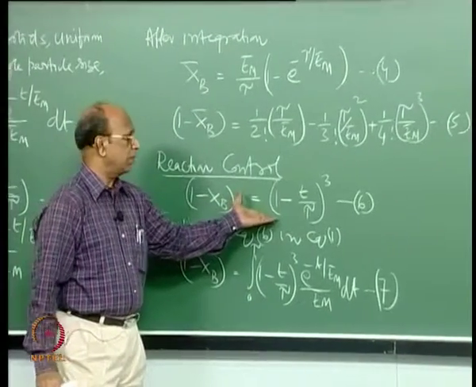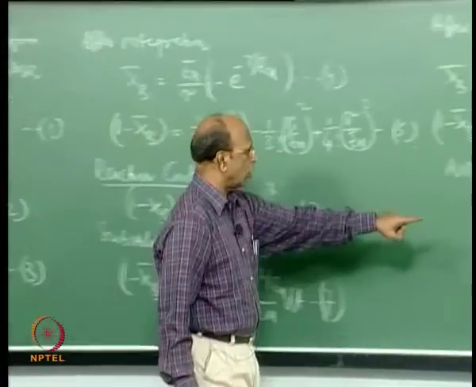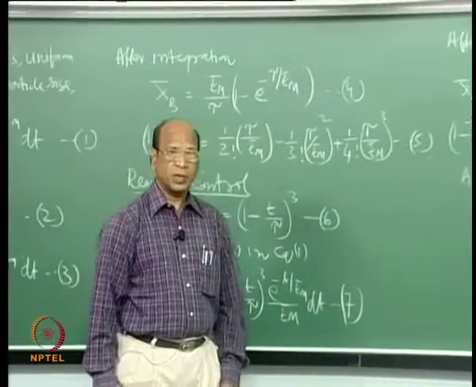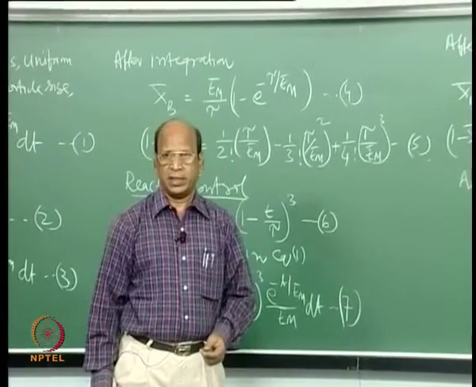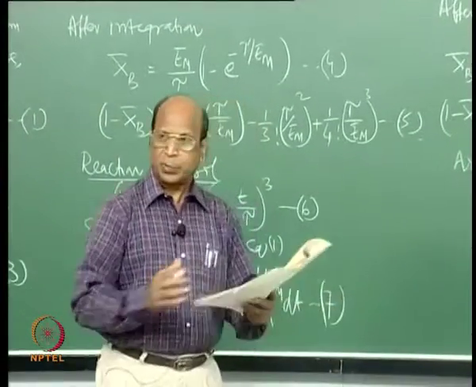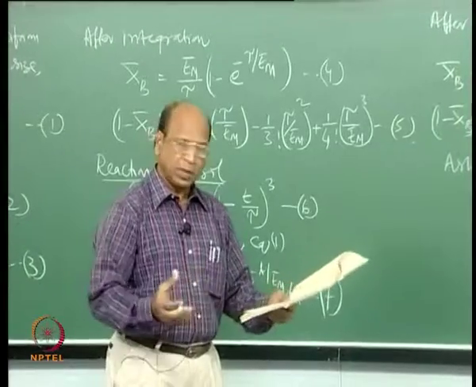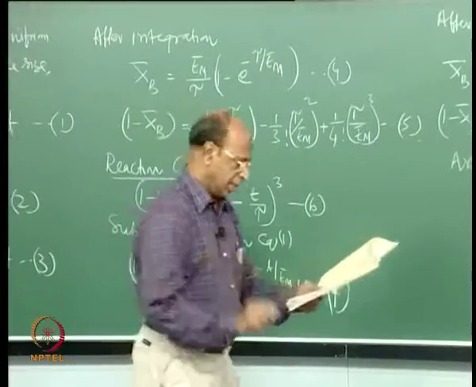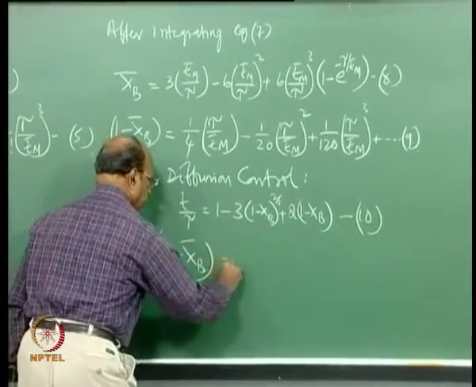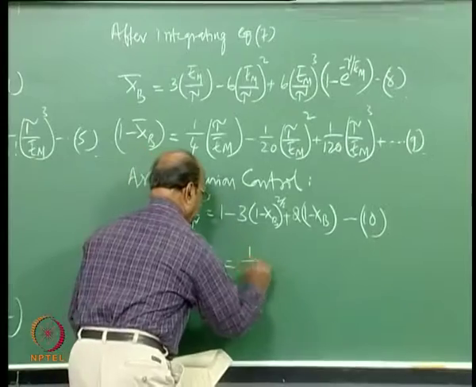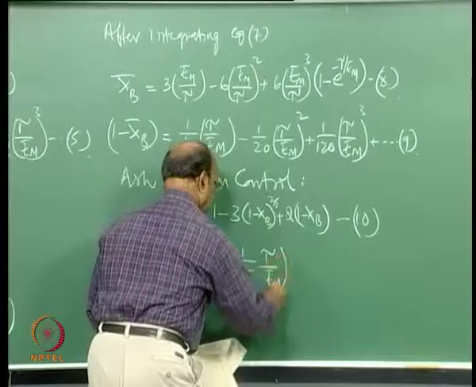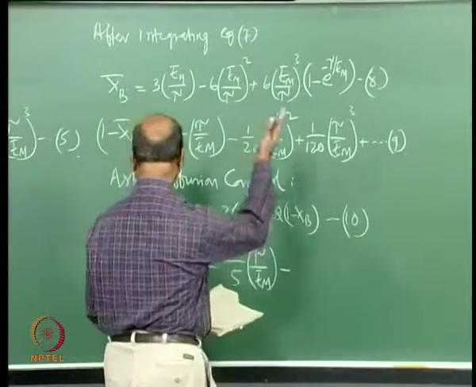I am telling that many times. So you have to solve for this 1 minus xb and then substitute equation 1, and then you have to get the final solution. So that is not the easy one. So that is why people have already expanded that in some kind of series solution. Then we have the solution for ash diffusion control as 1 minus x bar b equal to 1 by 5 tau by t bar m minus, it is going on.